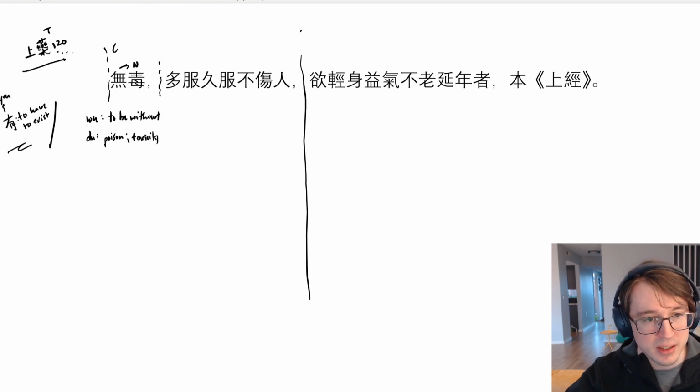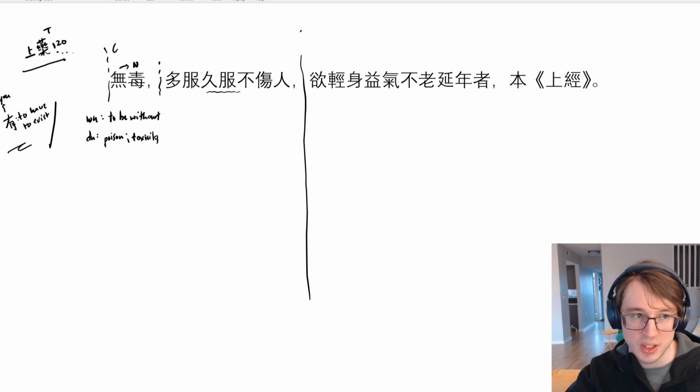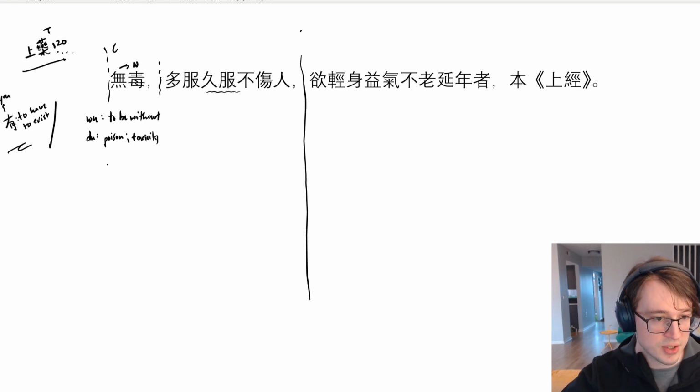And then it actually completes this thought with more discussion of the superior medicines, but from the perspective of elaborating on without toxicity. It says, let's see, first character is duo, to be a lot or many.